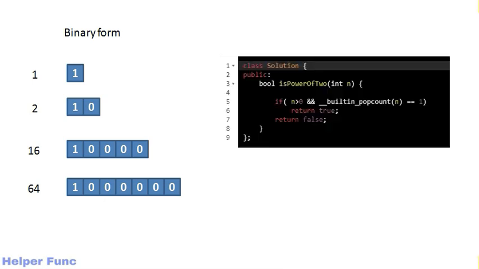Now there can be different methods to find the set bits, but C++ has a predefined function called built-in popcount which returns the count of set bits of a number. So if this function returns 1, this means that the number of set bits in n is 1, and hence we will return true, and otherwise we will return false. Now note that n greater than 0 is the primary condition for checking the power of 2, as a number lesser than or equal to 0 can never be a power of 2.